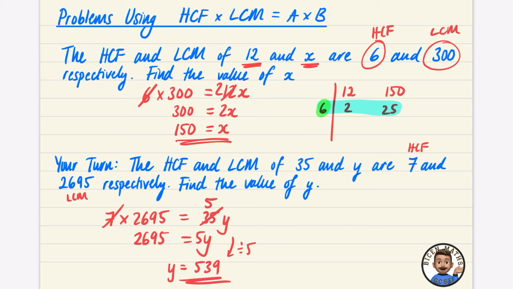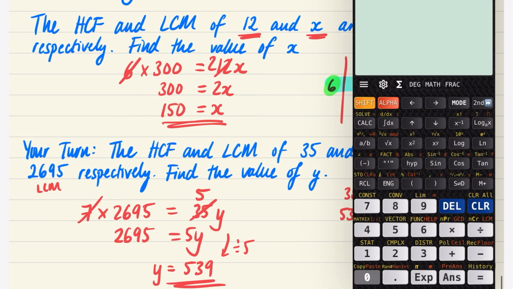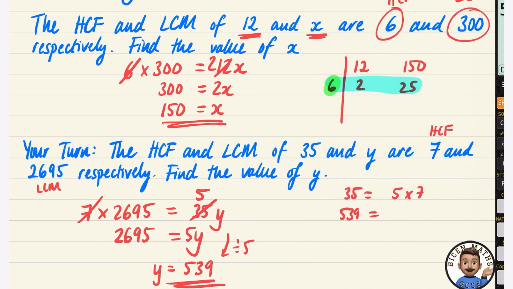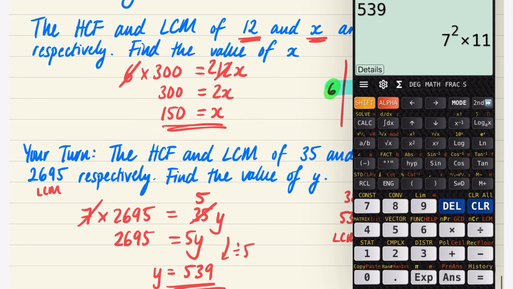So I might do the prime factor decomposition method here. So we're going to say that it's 35 and 539. 35 is 5 times 7. 539, Shift Factor, is 7 squared times 11. So picking the highest powers is going to be a 5, a 7 squared, and 11 for the lowest common multiple. Yep, 2,695 for the lowest common multiple.